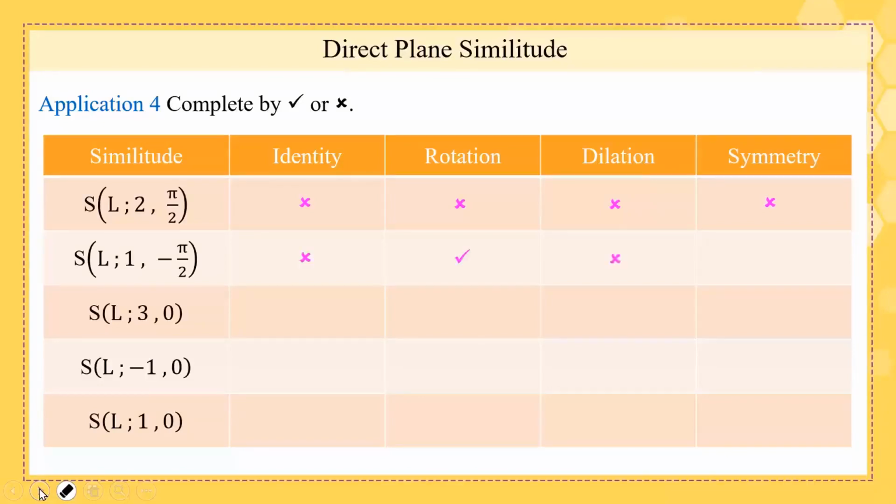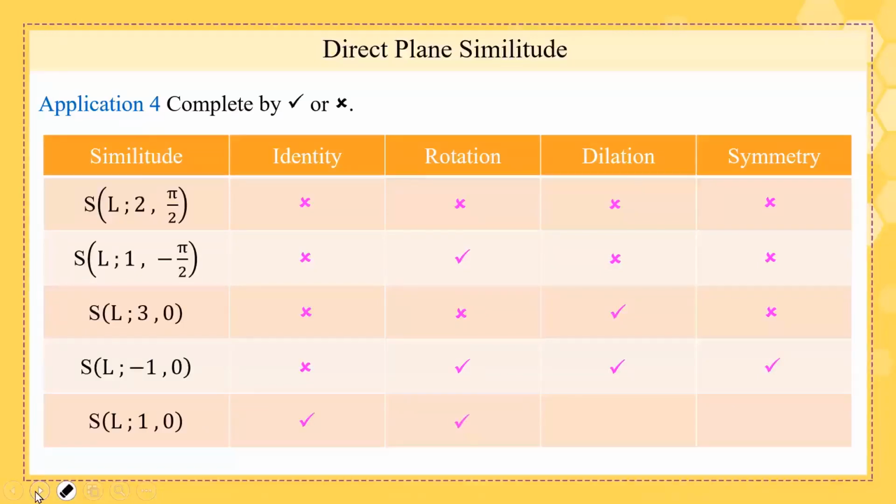The second one, it is a rotation because its ratio is 1. The third one is a dilation because its angle is 0. The fourth one, it is a rotation because its ratio is -1. So it is a rotation of angle pi or minus pi, and also it is a dilation because its angle is 0. Also it is central symmetry, because if the ratio is -1, we can say that the dilation is central symmetry.